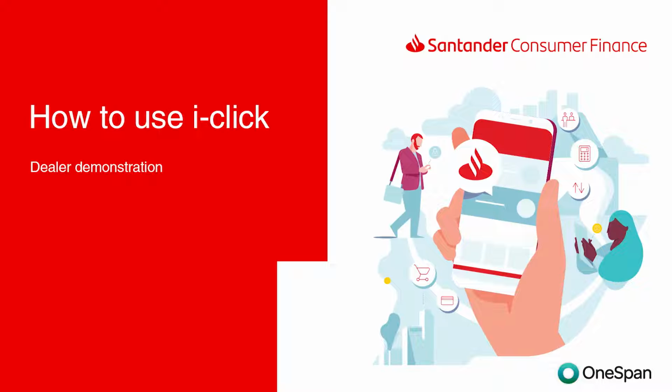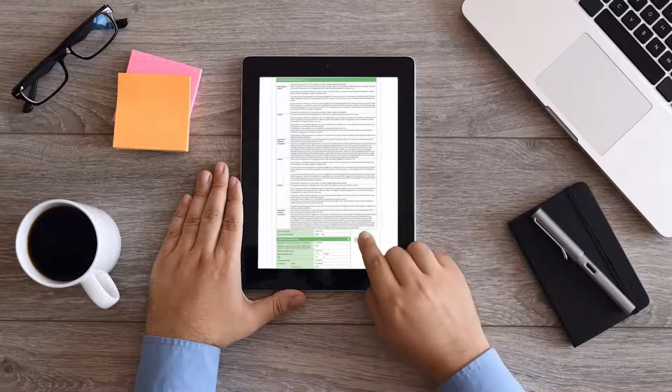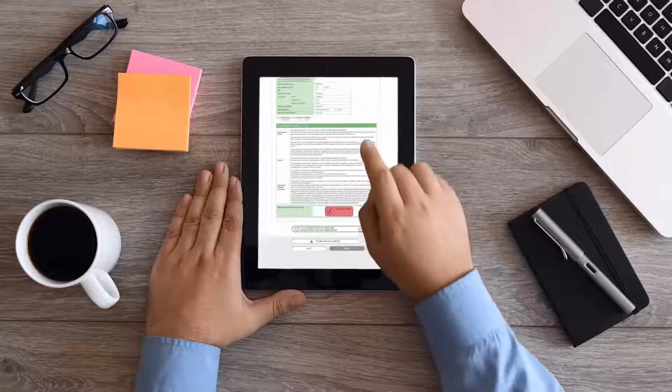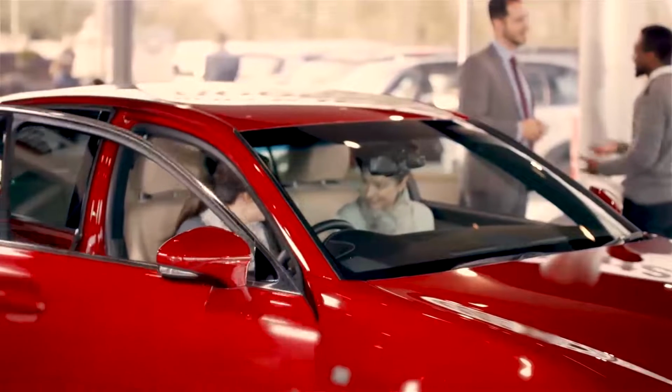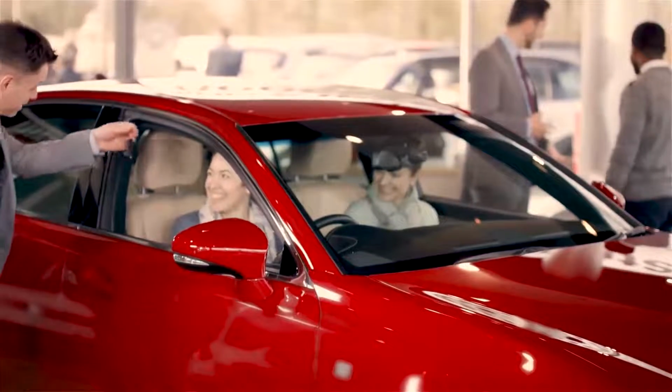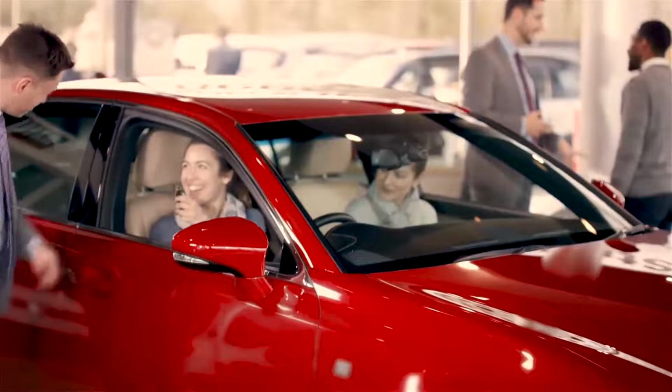Welcome to this Santander Consumer Finance tutorial explaining how to use iClick, our digital agreement platform from OneSpan. iClick enables customers to complete their application for finance entirely digitally in the dealership, helping you deliver a great customer experience. In this scenario, the customer is being assisted by you, the dealer.